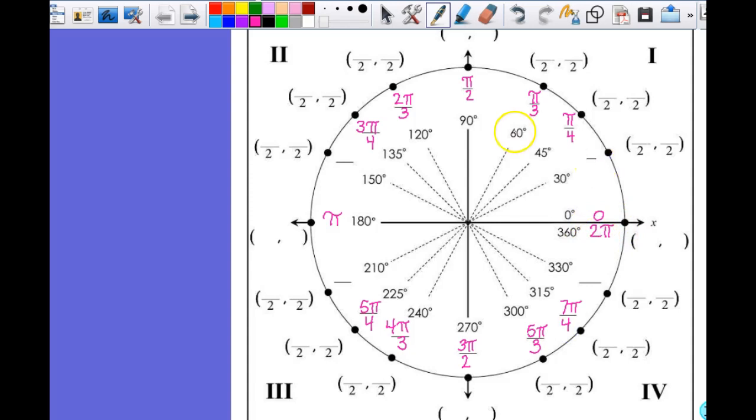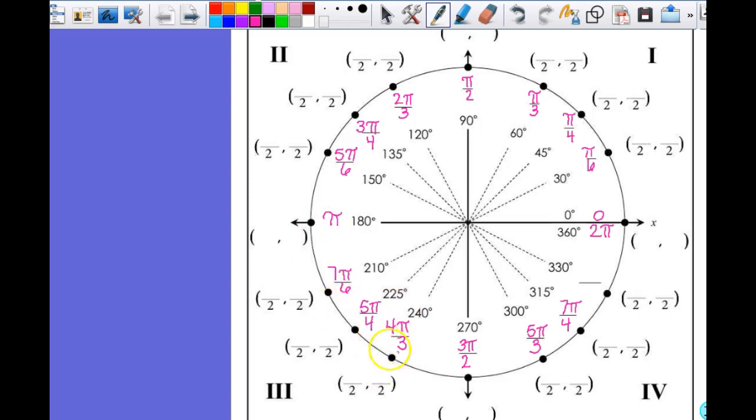30 degrees is half of 60. Well, half of pi thirds is pi sixths. This is 1 pi over 6. 2 pi over 6, which is pi thirds. 3 pi over 6, which is pi over 2. 4 pi over 6, which reduces to 2 pi thirds. That makes this 5 pi over 6. Another 30 gets me to 6 pi over 6, which is pi. Another 30 is 7 pi over 6.